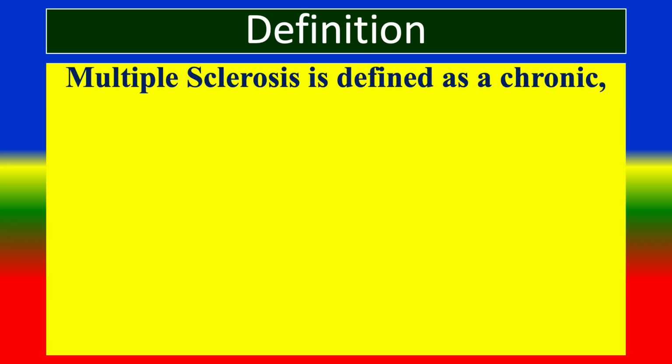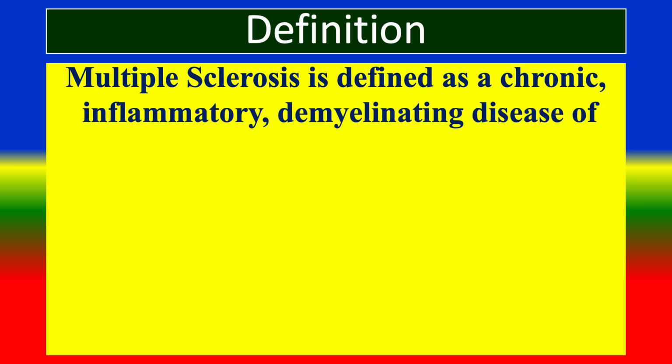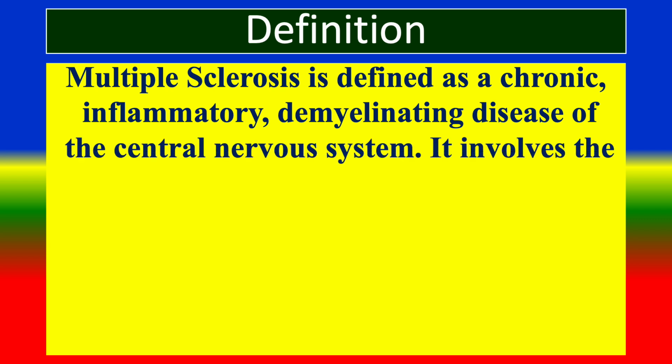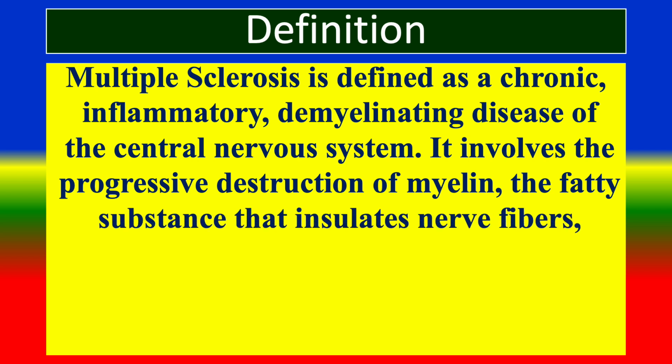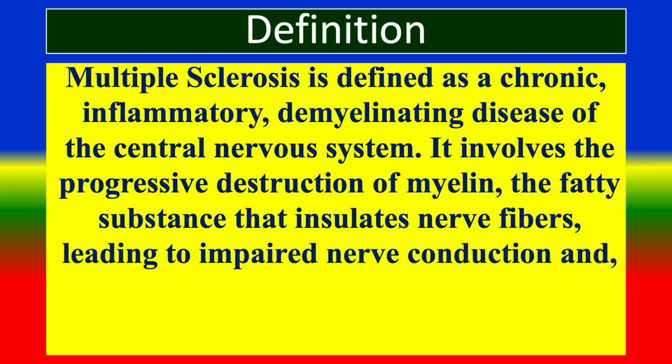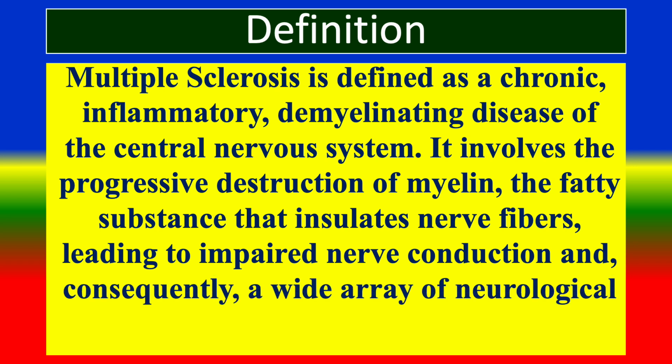Definition. Multiple sclerosis is defined as a chronic inflammatory demyelinating disease of the central nervous system. It involves the progressive destruction of myelin, the fatty substance that insulates nerve fibers, leading to impaired nerve conduction and consequently a wide array of neurological symptoms.